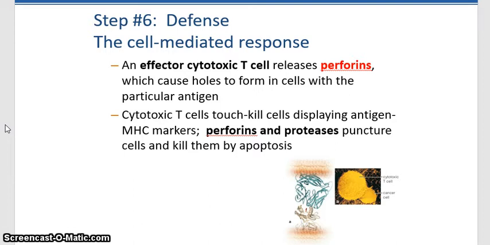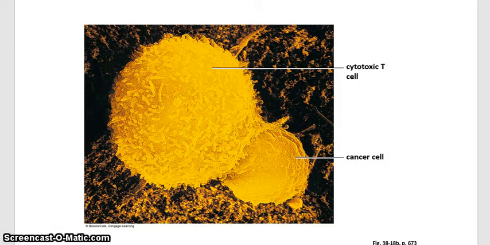So the next part of the immune response is the cell-mediated immune response. In the cell-mediated immune response, we have effector cytotoxic T cells that are able to release perforins and proteases. And these are the enzymes that can then pop the cell membrane of those cells that have become infected with a certain virus. So cytotoxic T cells are able to touch kill these cells that display the antigen MHC markers. And they can cause apoptosis, then programmed cell death, to deal with that pathogen. And here you can see a cytotoxic T cell killing a cancer cell.